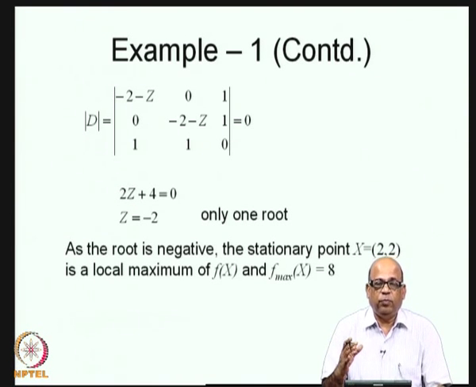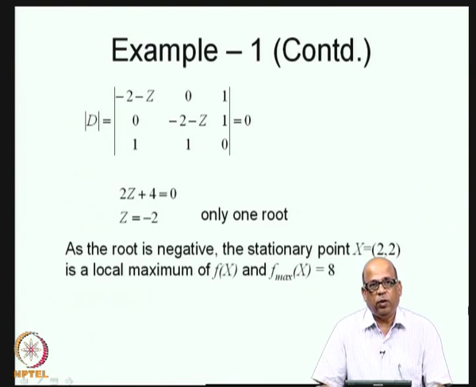So, this is how we use the Lagrange multipliers to obtain the local minima, local maxima of a function of multiple variables subject to a set of equality constraints. Lagrange multipliers, the way we have introduced, is applicable only to equality constraints.